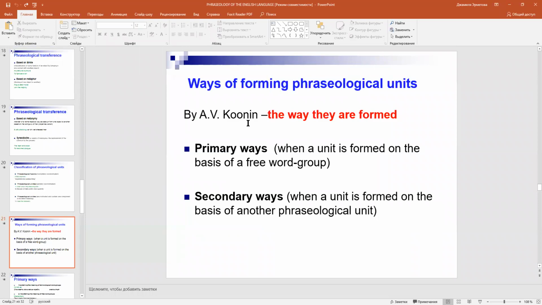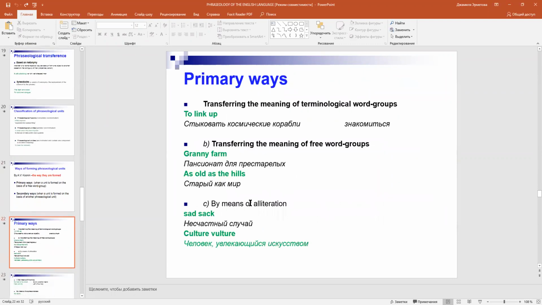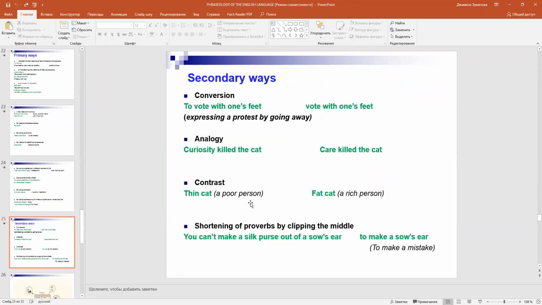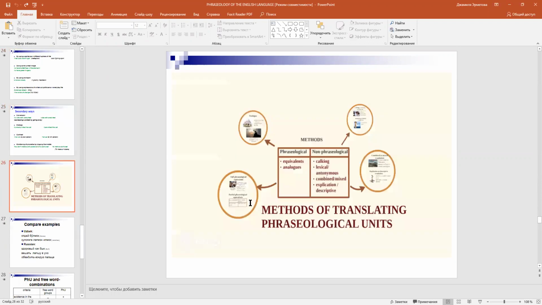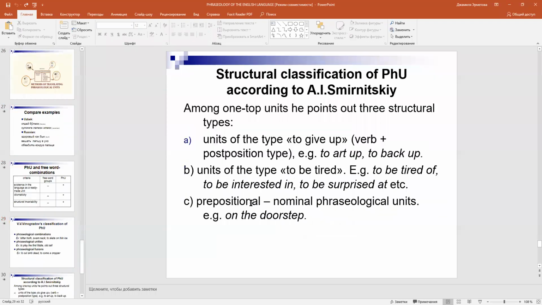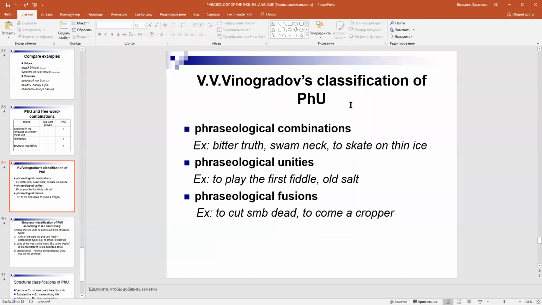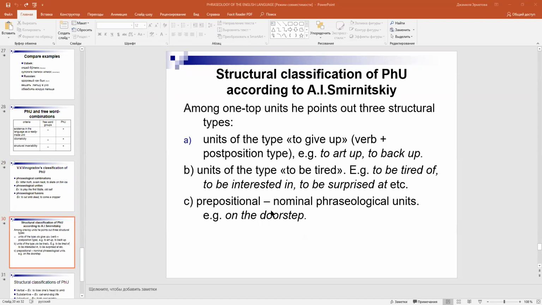According to Kunin, there are different ways of forming phraseological units, primary and secondary meanings. And according to Vinogradov, there are phraseological combinations, units, fusions, etc. And according to Smirnitsky, different types of phraseological units are given, are classified.